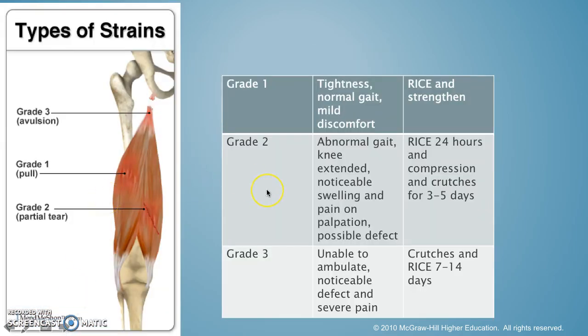So here are the 3 types. This is very similar to all the other types of strains and sprains we've talked about. Grade 1 is tight. They'll still be able to walk though, and they'll just have mild discomfort. Grade 2 is a little bit more trouble, with noticeable swelling. And grade 3, they can't walk. There's a noticeable defect and severe pain. You can see here that in a grade 3, it's completely ruptured. So grade 1 is just a pull, grade 2 is a partial tear, and then grade 3. You can see here the treatment varies based on the different ones.